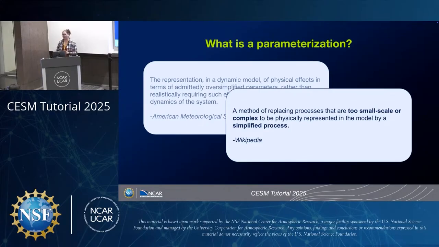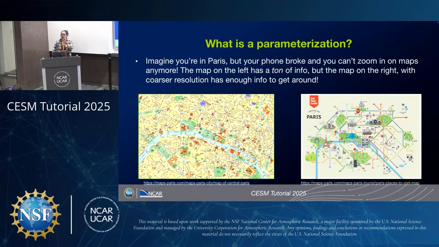So I also checked Wikipedia, another great resource. A method of replacing processes that are too small scale or too complex to be physically represented in the model by a simplified process. So what does this mean in practice? Imagine you're in Paris, but your phone broke, weirdly, and you can't zoom in on any images. Just zoom broke. So you have maps, and if you have the map on the left, you have a lot of information, right? You can see the river, you can see different districts, you have roads labeled, neighborhoods labeled, great. But if you can't zoom in anymore, that's probably not super useful to actually getting around the city.